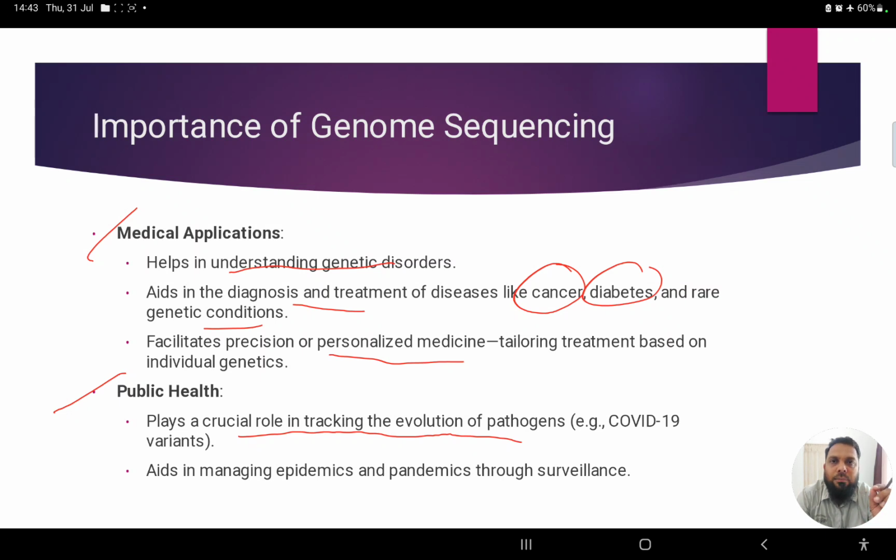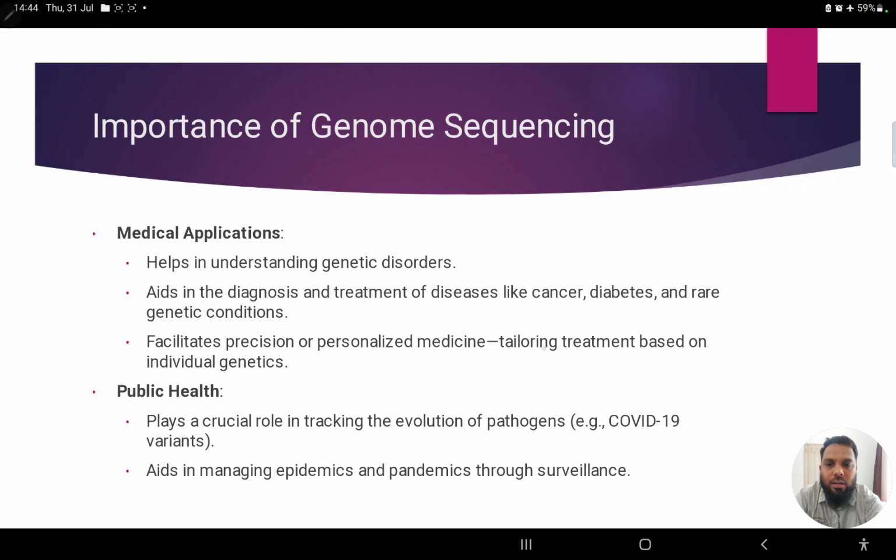So as prevention is better than cure, preventive measures can be taken so that the particular person will not be affected with the disease in future. Therefore, we can study the evolution of pathogens. It also aids in managing epidemics and pandemics through surveillance. Right? Recently, we have seen the COVID pandemic.